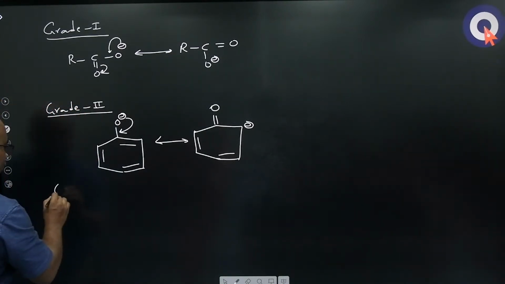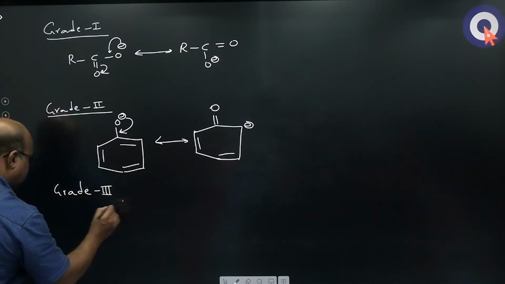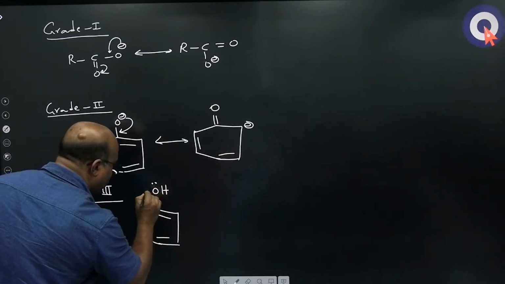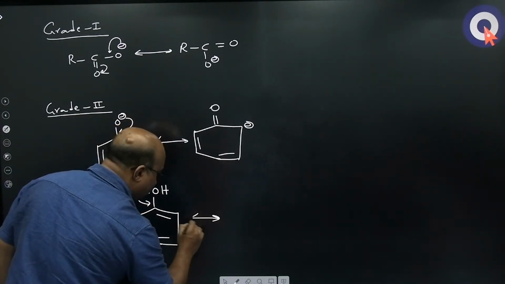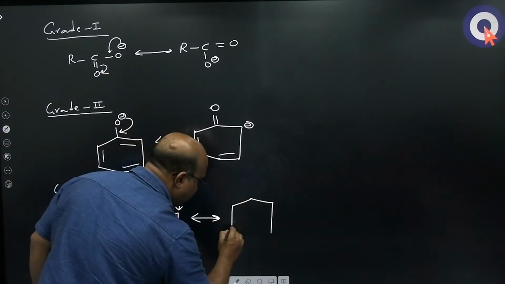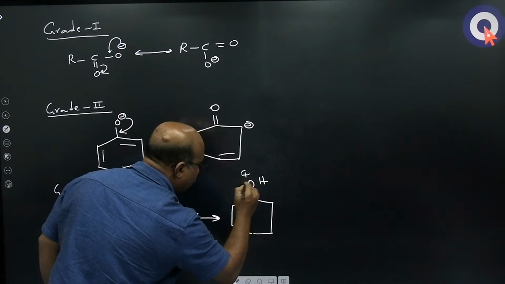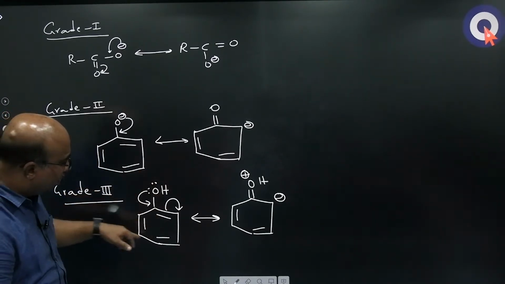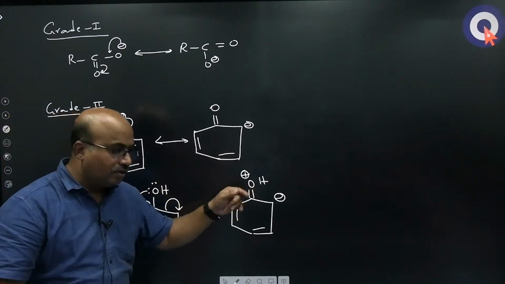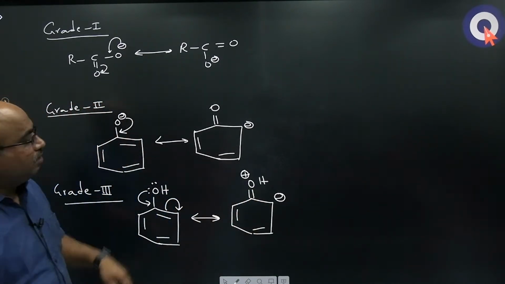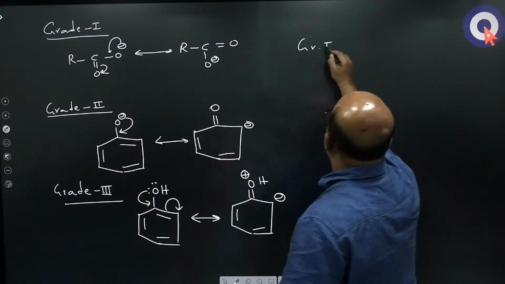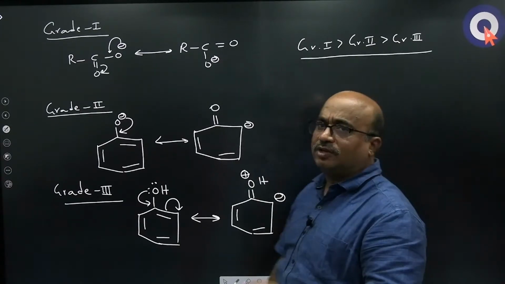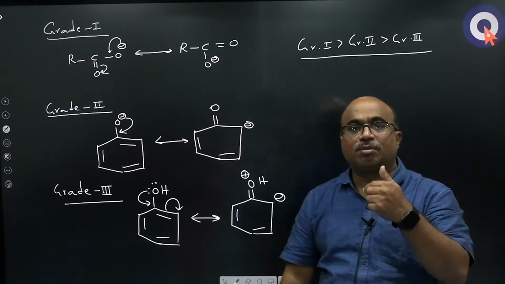Now suppose we take grade 3. You take simply phenol. The oxygen lone pair can delocalize towards the carbon ring, giving double bond OH plus and this O minus. What we see is that this is grade 3, where the charges were not there in the original structure; due to the resonance, we are getting the charges. So stability-wise, grade 1 is more stable than grade 2 type resonance, which is more stable than grade 3 type.